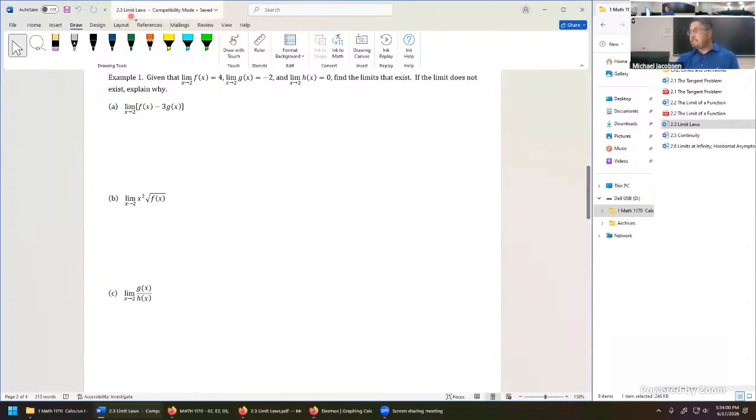It says that given that the limit of f of x as x tends towards 2 is 4, the limit of g of x as x tends towards 2 is -2, and the limit of h of x as x tends towards 2 once again is 0, find the limits that exist amongst this list here. If the limit doesn't exist, we'll also explain why. And really the whole purpose of example 1 again is just to review these limit laws.